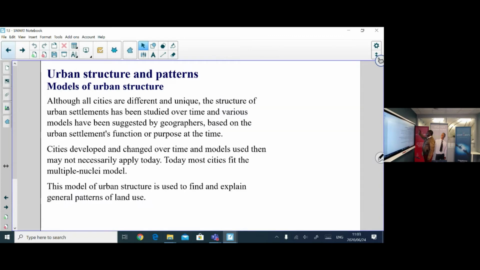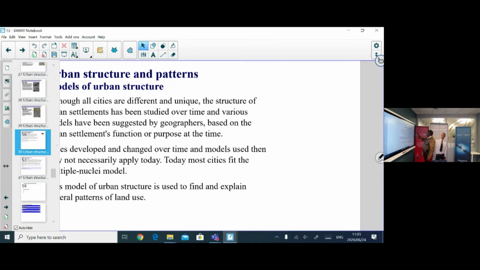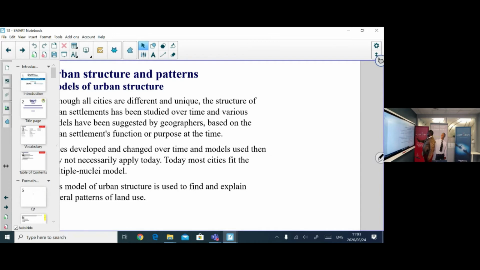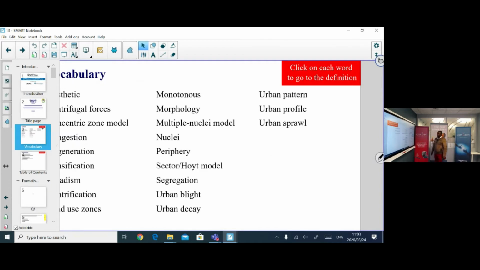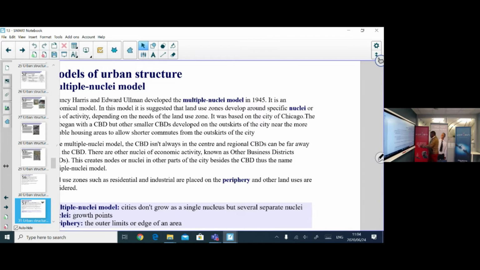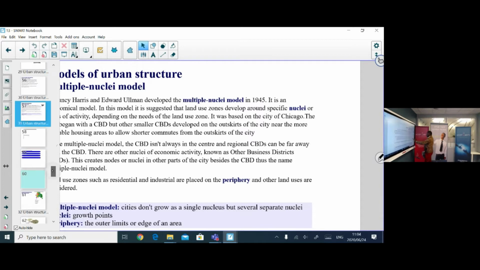Let's go back. We want to look at another word that makes us remember what we are dealing with. The definition is the same here. It's saying the nuclei is actually a growth point. It is a place of development in a certain outlying area. Right, let's leave the definitions and go to the lesson of today.